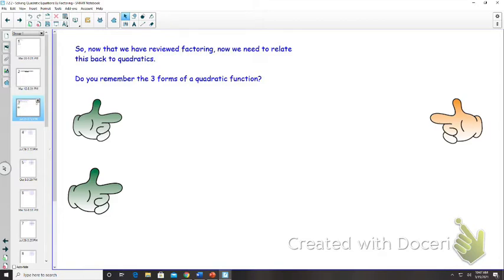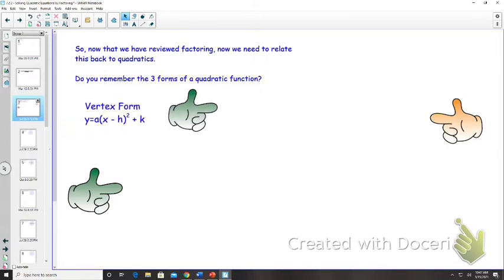Great. Make sure you write these down if you remember them. Vertex form: y equals a(x minus h) squared plus k. H is going to be the x value of the vertex. Remember, if it's a negative h, it's moved to the right, and if it's a positive h, it moves to the left. And k is going to be the y component of the vertex, right?